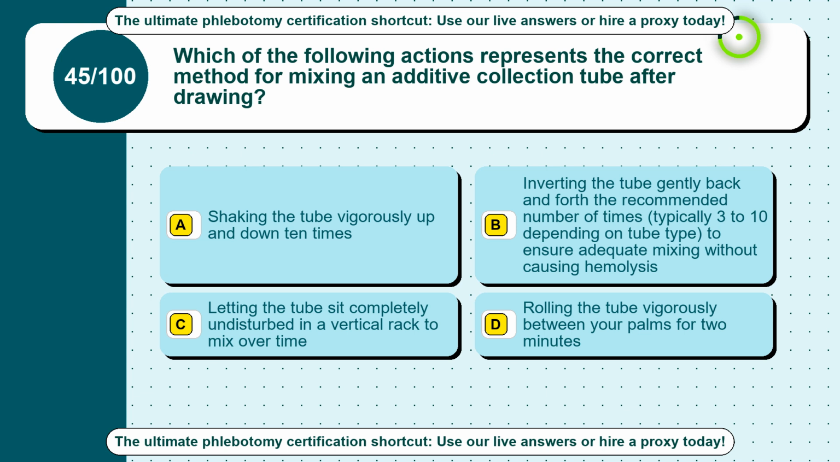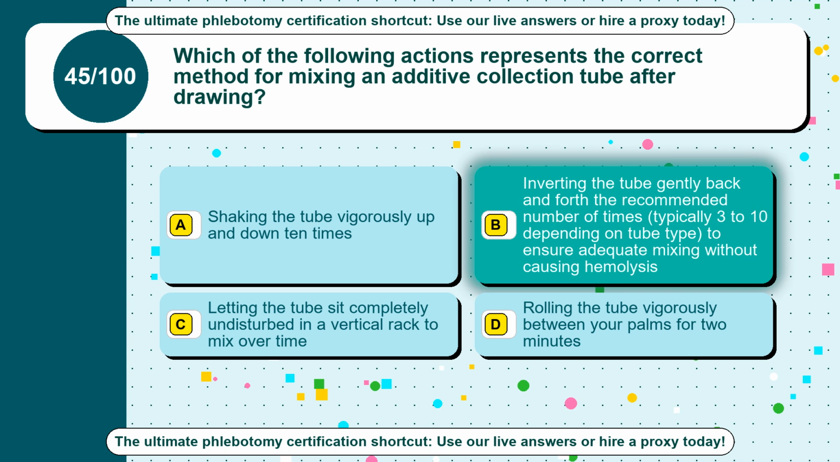Option A, shaking the tube vigorously up and down 10 times. Option B, inverting the tube gently back and forth the recommended number of times, typically 3 to 10 depending on tube type, to ensure adequate mixing without causing hemolysis. Option C, letting the tube sit completely undisturbed in a vertical rack to mix over time. Option D, rolling the tube vigorously between your palms for 2 minutes.